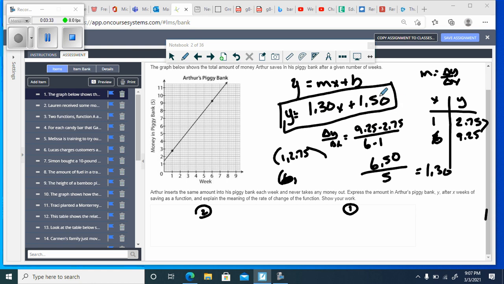He started with $1.50 in his piggy bank. He's adding $1.30 each week. Then it says, explain the meaning of the rate of change. Well, our rate of change is $1.30. Remember, our rate of change is always change in y over change in x. Our y is dollars, our x is weeks. It's $1.30 per week. Okay. Now let's go to the next one.